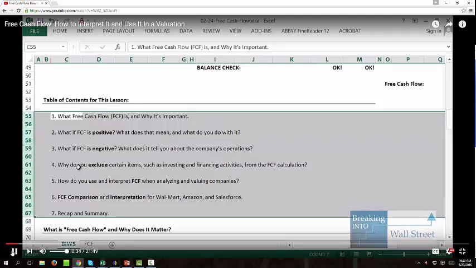And this is another topic where if you look at a lot of definitions online, yes, they give you the basic definition, but they don't really tell you why it's important or how you actually use it or how it impacts a company's valuation. So that's what we're going to focus on in this lesson.